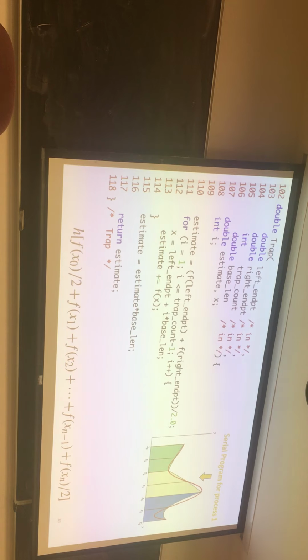Then every time you calculate the x, that's the middle endpoint here. Then evaluate the function f at that x. Then add that to the estimate. And then you multiply that estimate by the base length. You return that estimate. So basically this is how one process can calculate this one area. So now we need to parallelize it.